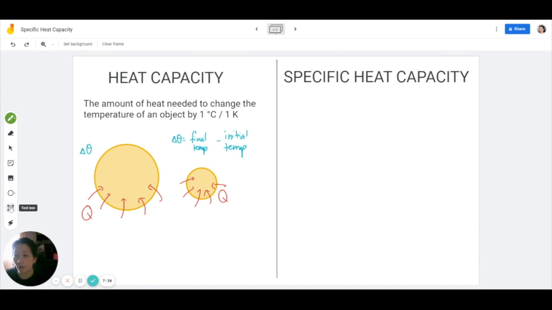So the formula for heat capacity can be expressed this way. Heat capacity is equal to the heat energy supplied or transferred, I'll just write it as heat energy, divided by the change in temperature.